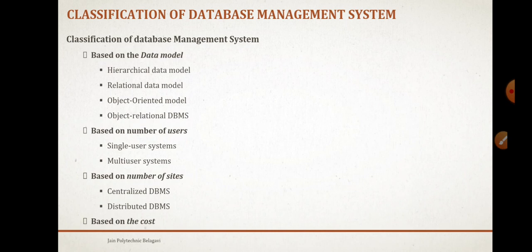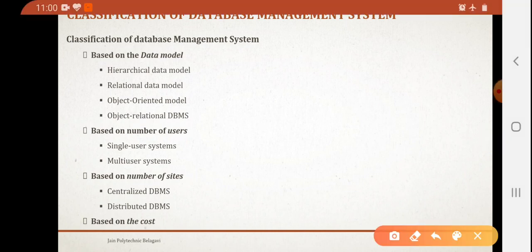First is the hierarchical data model. The hierarchical data model represents the data in a hierarchical tree structure. There is no standard language for the hierarchical model. Most hierarchical database management systems have a record at a time language.